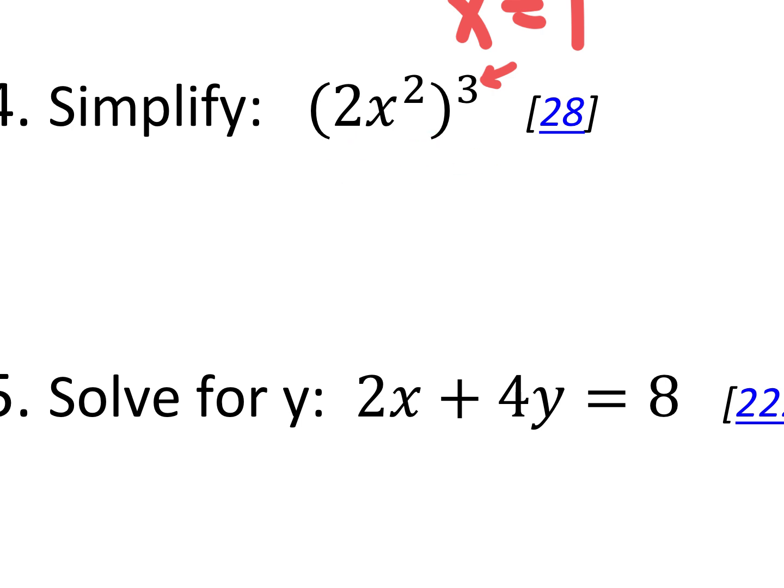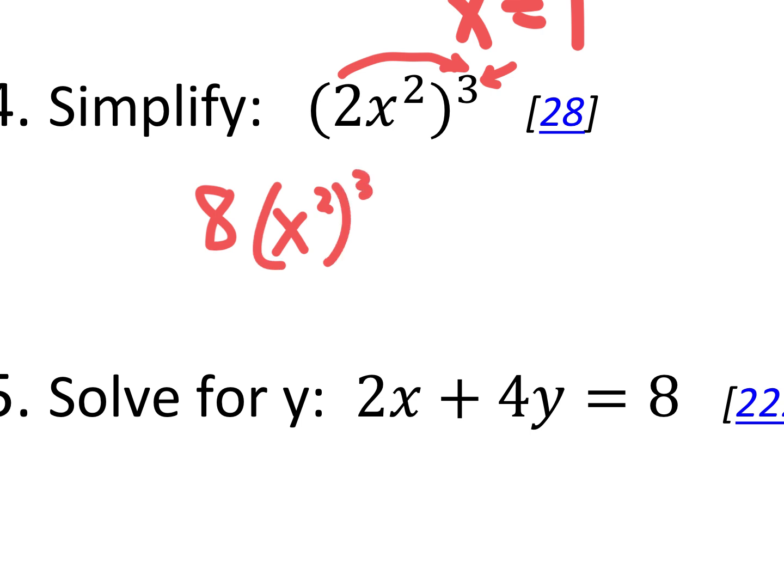There's two things people forget. Number one, they forget that the 2 has to be put to the third. 2 to the third means 2 times 2 times 2, which is 8. And then you have the x squared that has to be put to the third. Now, I totally get that some people are like, well, I'm not sure if I multiply the 2 and the 3 or if I add the 2 and the 3.